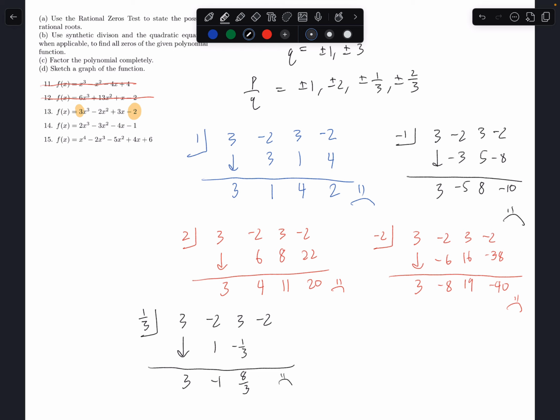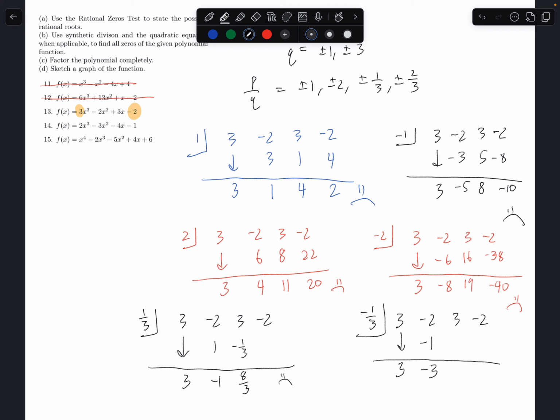So let's try -1/3. 3, -2, 3, -2. And you know, it's kind of good you guys are seeing me work through this whole thing, because this is kind of what happens, yeah? It ends up being kind of tedious if you don't guess the right one quickly.